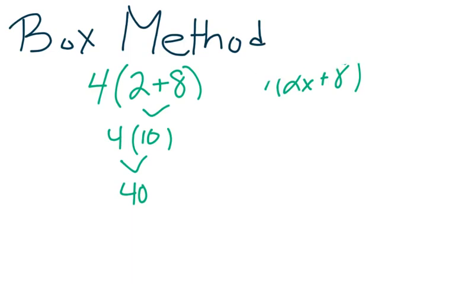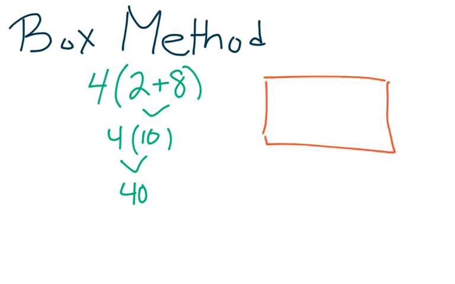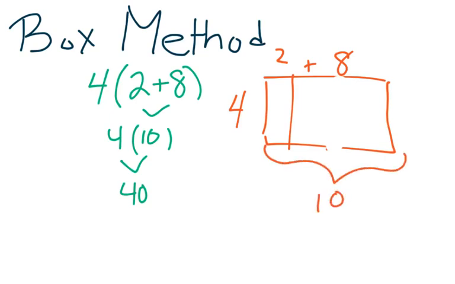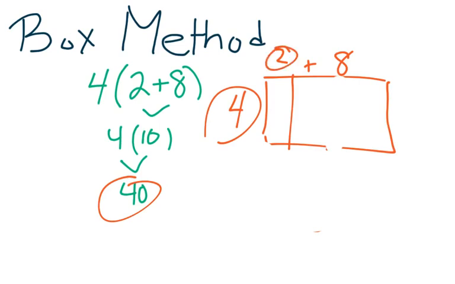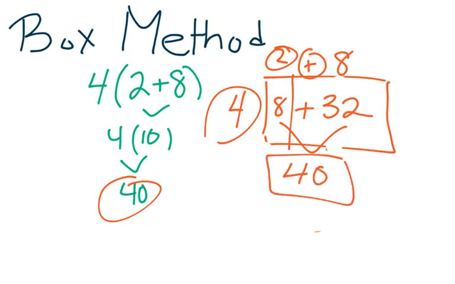Going back to just my numeric example first, if I draw myself a box right here, on one side I have 4. Here I have 2 plus 8. Now we know that the whole length of 2 plus 8 is 10. So I could find my area of this box by saying 4 times 10 is 40. However, if we couldn't figure that out, we could say, well, 4 times 2 is 8. 4 times 8 is 32. And if I add them together, 8 plus 32 is 40. So we can use these boxes to help us solve problems that have variables in them.